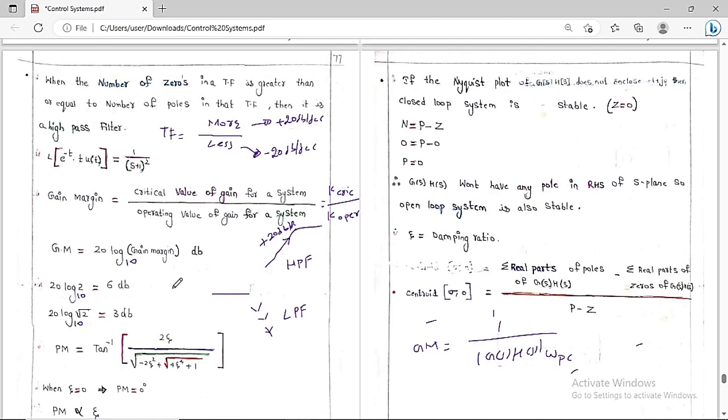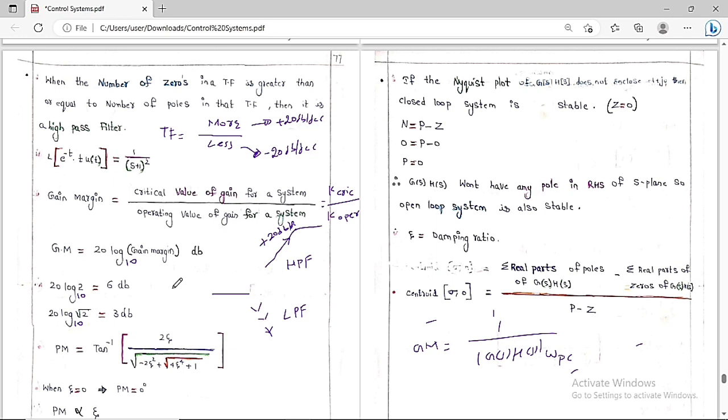Now the next point is, if the Nyquist plot of G of S H of S does not enclose -1 plus J0, then the closed loop system is stable. What is the meaning of this? If the Nyquist plot of G of S H of S does not enclose -1 plus J0, then the closed loop system is said to be stable. I have already told you this many times.